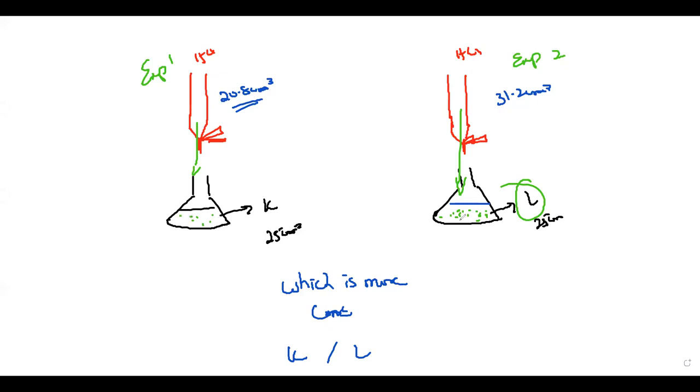Because the equal amounts are 25 cm³ and 25 cm³, but the hydrochloric acid we need to react is only 20.8 cm³ for experiment 1. But for experiment 2, we need 31.2. Like we need too much hydrochloric acid to react with L. So it means that L has more particles, or L is more concentrated.